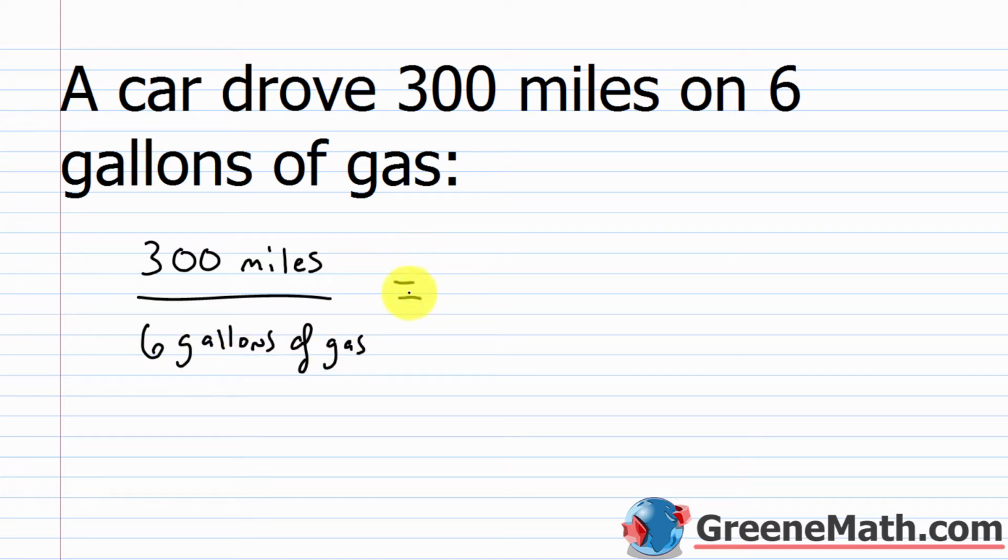We could simplify this by looking at the numbers. If I divide 300 by 6, I would get 50. So I would write 50, and the units are going to stay there, miles per, and then if I divide 6 by 6, I'm going to get 1. So 1 gallon of gas. So 50 miles per 1 gallon of gas.